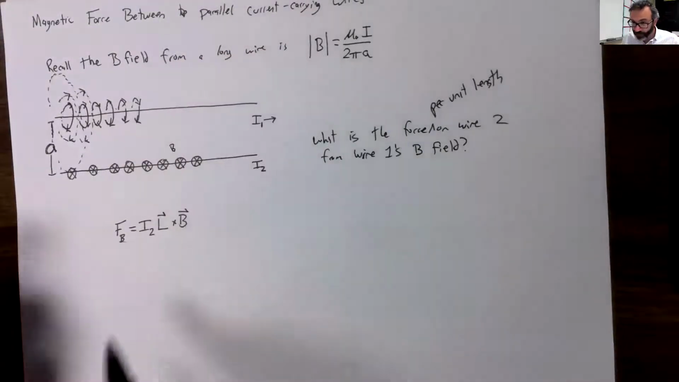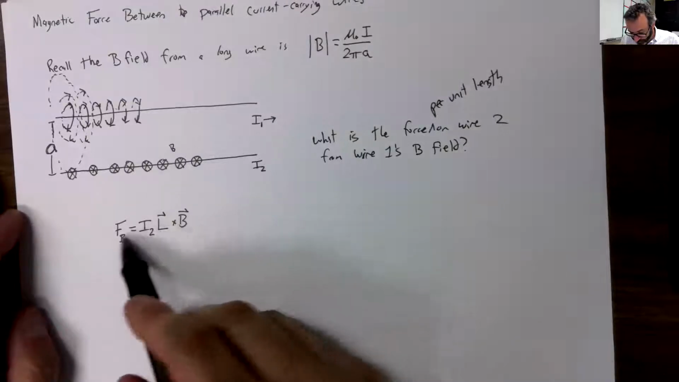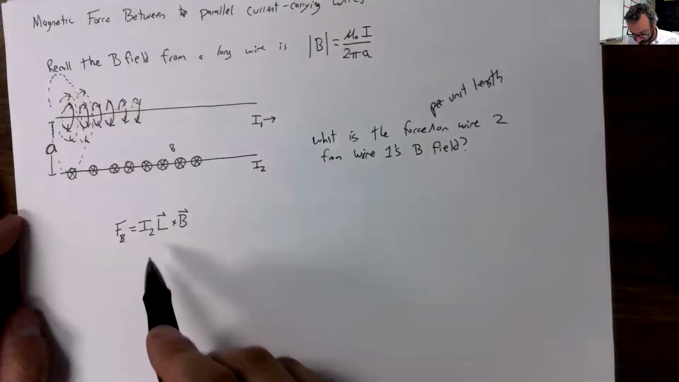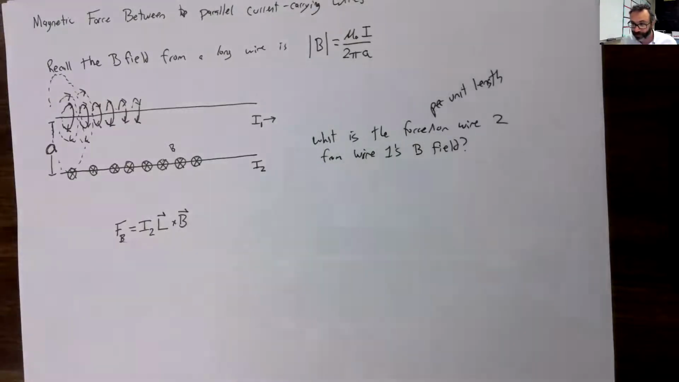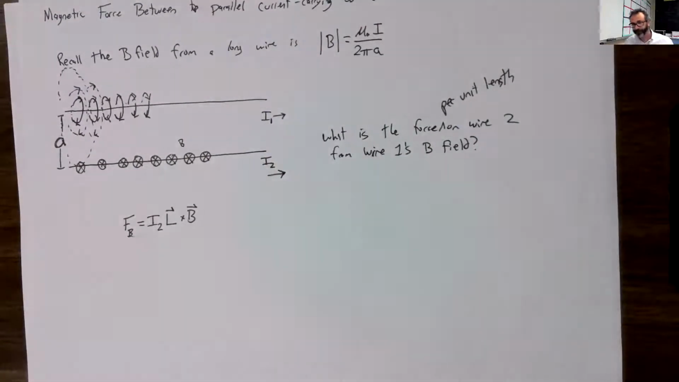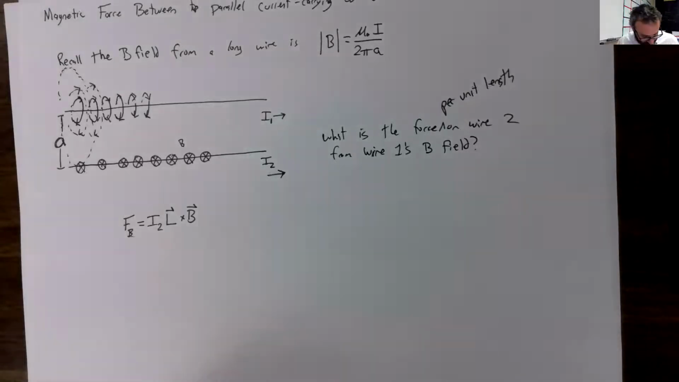Okay, so now, wait a second. Is wire 2 going in the same direction as wire 1? That's a good question. Yeah, we'll say the current is in the same direction. Okay, sweet. And then we'll take a look at what happens when they're in opposite directions as well. But we'll start with the same direction.